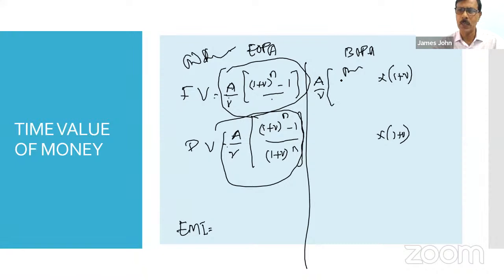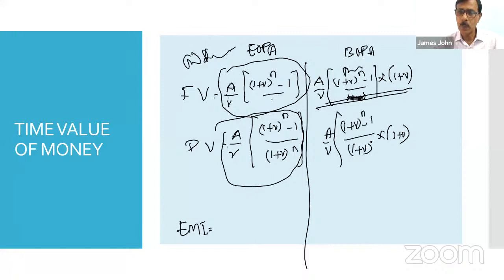Because of time, I avoided writing it, but if you want me to write the full formula, it is A by R into (1 plus R) the whole raised to n minus 1, into 1 plus R. Sorry, this is not there. This is the beginning of the period annuity future value. If you want the beginning of the period annuity present value, it is A by R into (1 plus R) the whole raised to n minus 1, divided by (1 plus R) the whole raised to n, into 1 plus R. The right side part is annuity due, and this is ordinary annuity. Sir, only for annuity due we have to multiply by 1 plus R? Yes, only for annuity due or beginning of the period annuity.